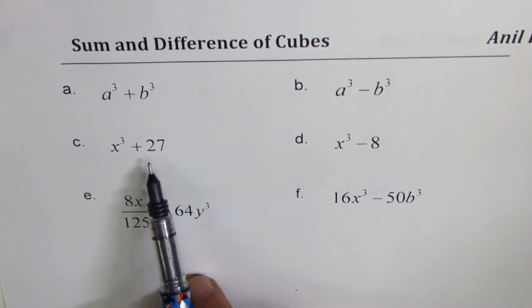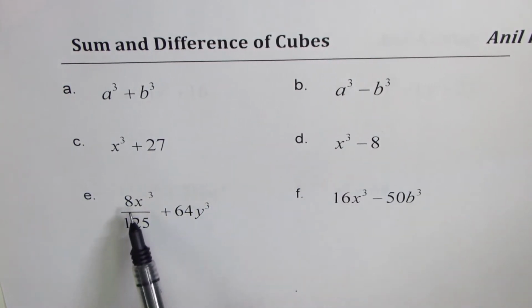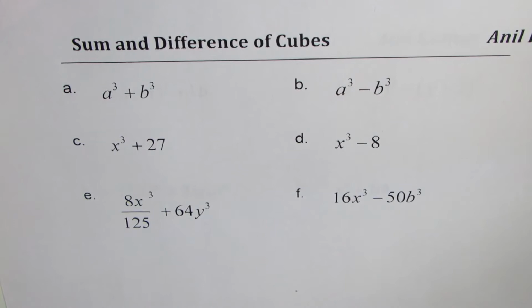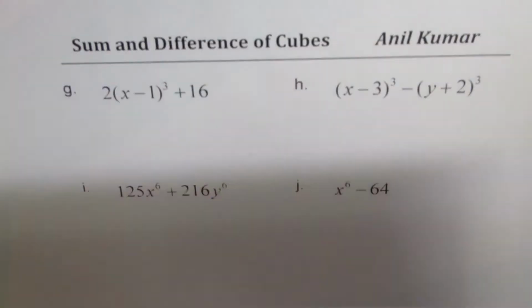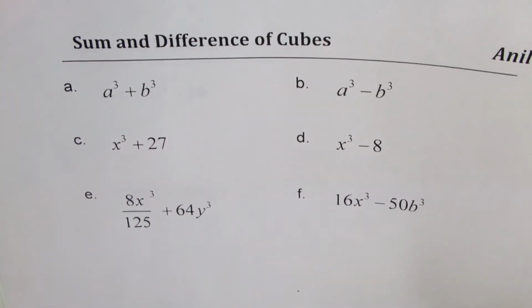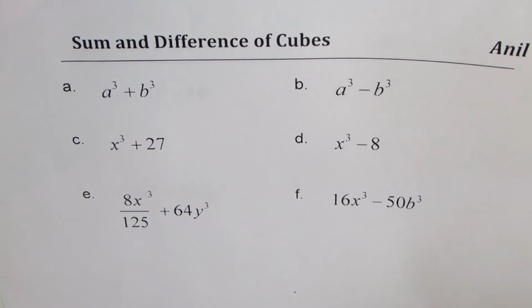C is x cubed plus 27, d is x cubed minus 8. Then we have 8x cubed over 125 plus 64y cubed. F is 16x cubed minus 50b cubed. And then we have 4 more here. 2 times x minus 1 whole cube plus 16, x minus 3 whole cube minus y plus 2 cube. 125 x to the power of 6 plus 216 y to the power of 6 and x to the power of 6 minus 64. So let's begin with the very first one, which actually is the formula, right?